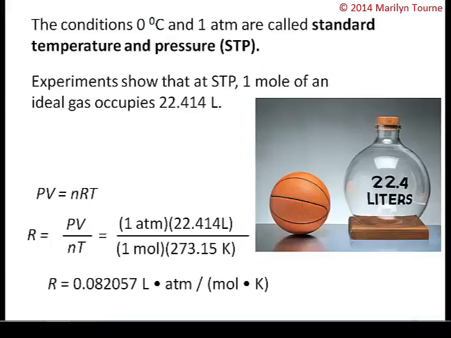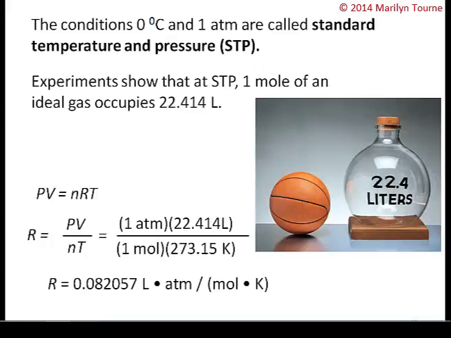But before we apply this equation, I want to talk about the gas constant that it has in it. At standard temperature and pressure, which is 0 degrees Celsius and 1 atm of pressure, many real gases behave like an ideal gas. So that's another reason why we're able to use this ideal gas equation. Experiments show that under these conditions, 1 mole of an ideal gas will occupy 22.414 liters, which is sort of close to the volume of a basketball.